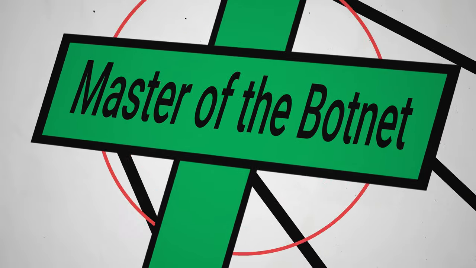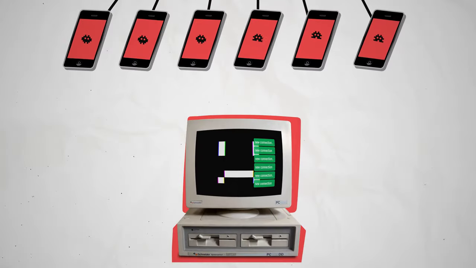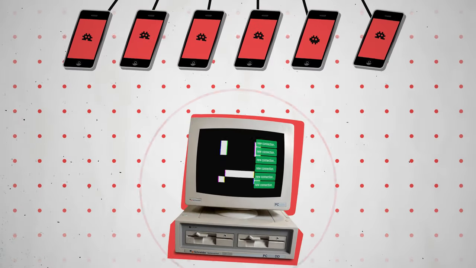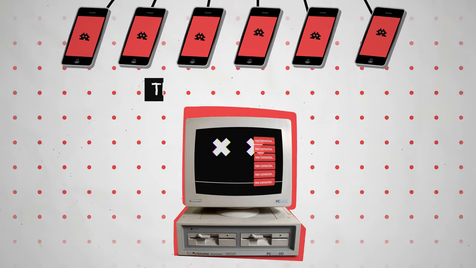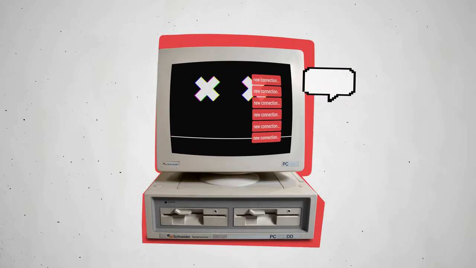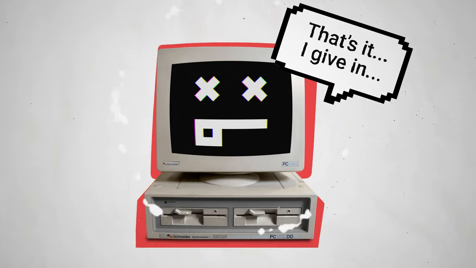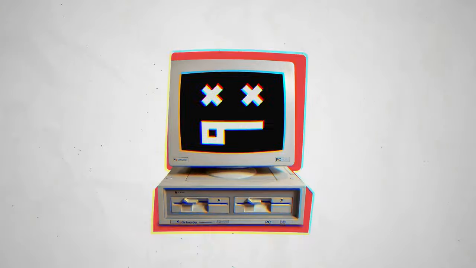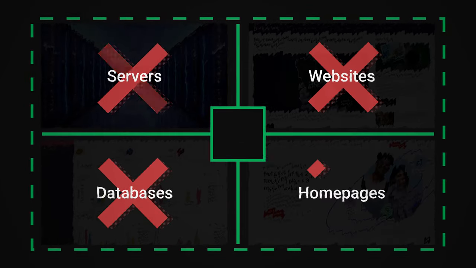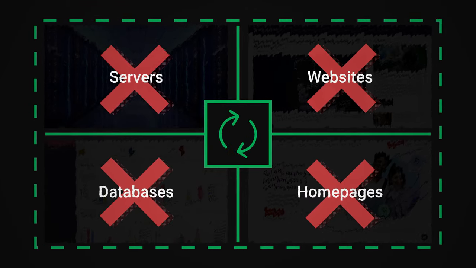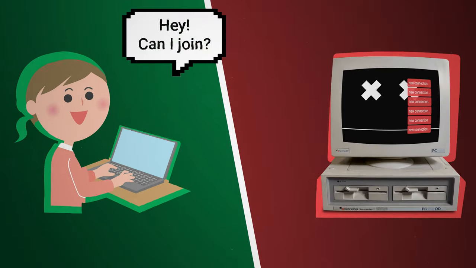When the time comes, the master sends a request and all of these devices join the attack. They start sending thousands of requests for connections to the target. Most servers have very limited capacity, so such an attack can significantly slow down or completely crash them. Then the websites, databases, or other systems on the server go down and probably won't be restored until the attack stops. Does this cause any long-term damage?